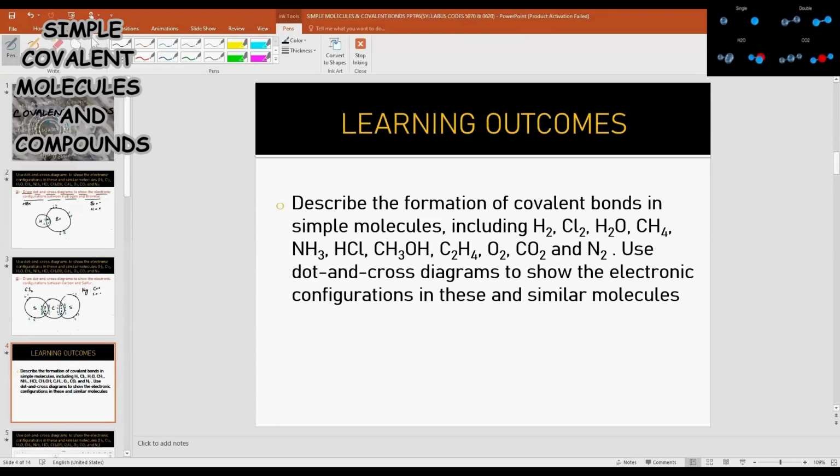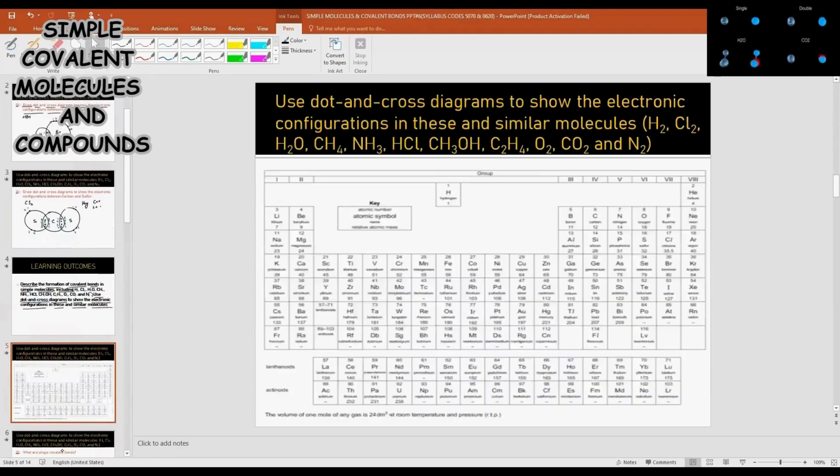Now we'll continue the lesson with the same learning outcome, which is: describe the formation of covalent bonds in simple molecules, including a molecule starting from H2 and ending on N2. Use dot and cross diagrams to show the electronic configurations in these and similar molecules.